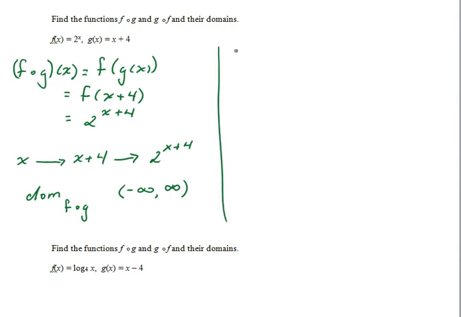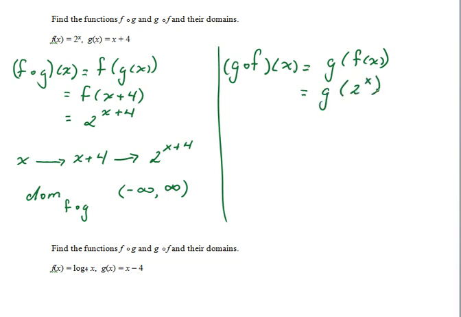Now as we look at the composition of g with f of x, that is what g takes f of x to, where f of x is 2 to the x. And what does g do to anything? g adds 4. And so we're going to have 2 to the x quantity plus 4.